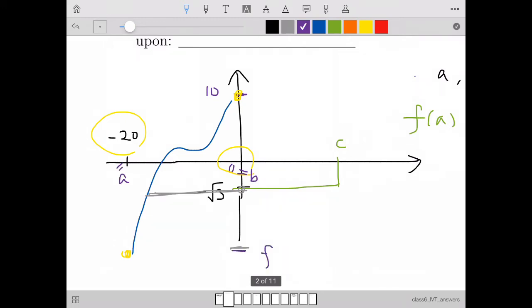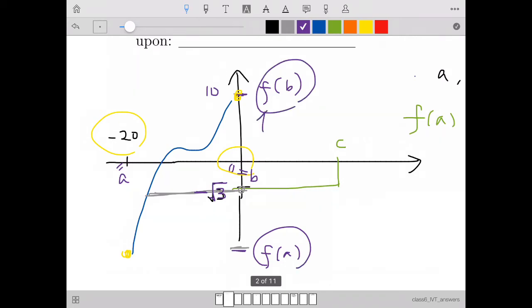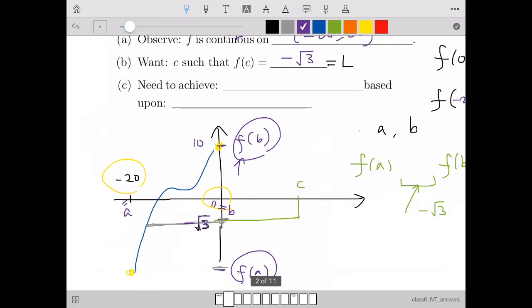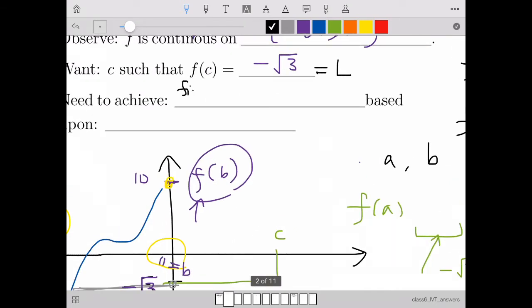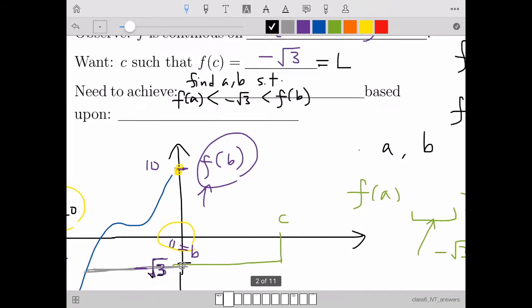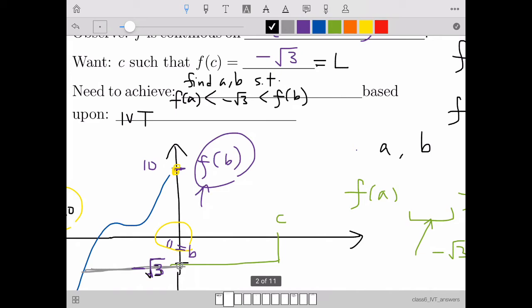So this number is f of A and that number is f of B. And minus square root of 3 is between f of A and f of B, and f is continuous. So we can utilize the intermediate value theorem. So we need to find A, B such that, s.t., meaning such that minus square root of 3 is between f of A and f of B. And based upon IVT, we can say the following.